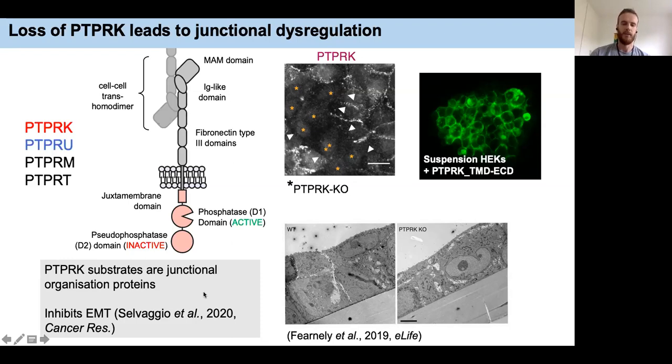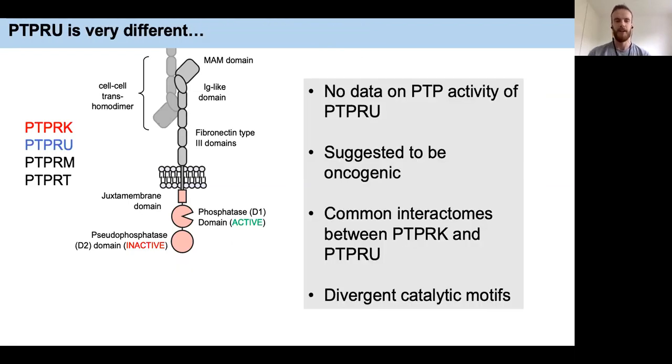And more recently, some more data has come out that agrees with our previous findings, where they found that PTPRK may act to actively inhibit EMT. But I want to talk about PTPRU today, and this is because in this family, it seems to be the odd one out. It's very different. So at the start of my PhD, there was no data on whether PTPRU was an active tyrosine phosphatase.